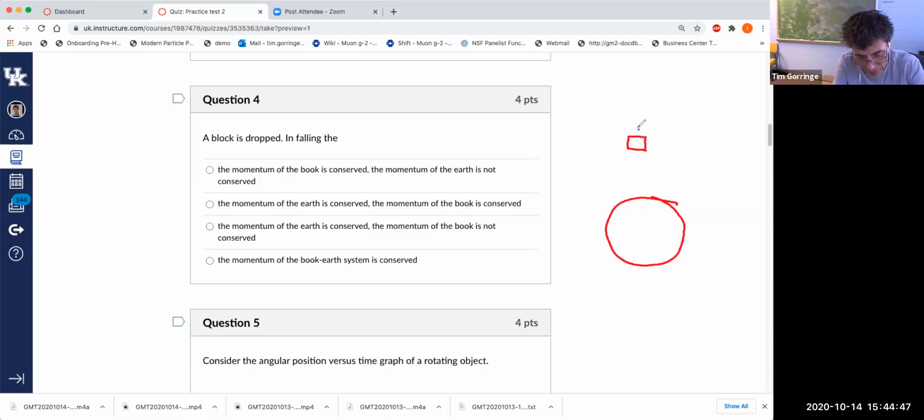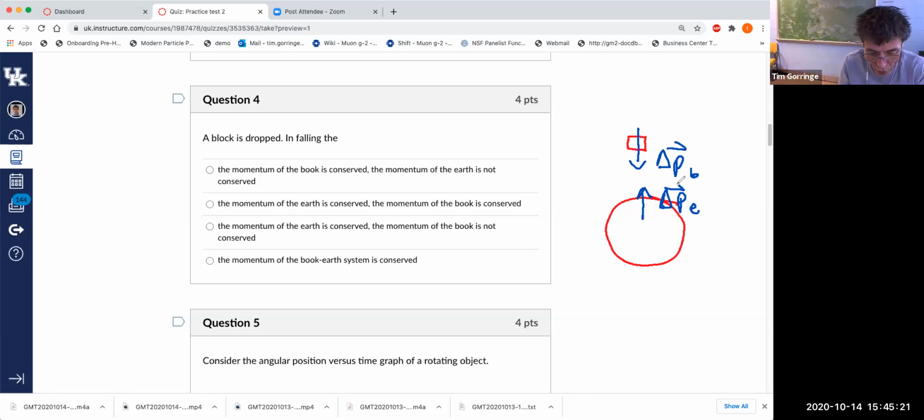The momentum of the block changes. Let's imagine some little time interval. It's acquired some momentum downwards. I'll call that the change in momentum, delta P, with a subscript B for block. And the Earth acquires a change in momentum, which I'll call delta P with a subscript E for the Earth. And importantly, these are vectors. They have sizes and directions.